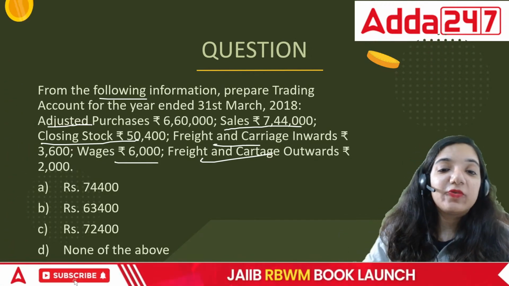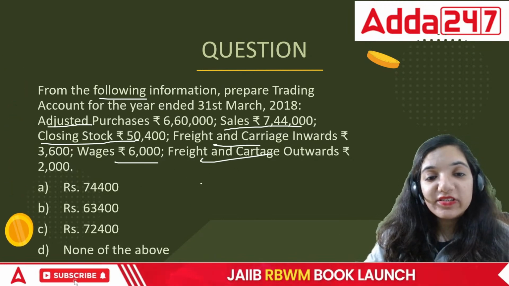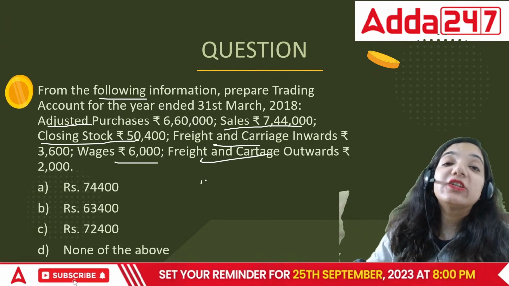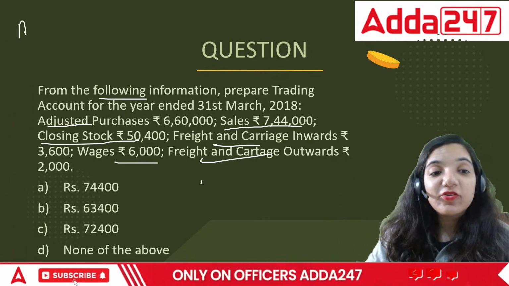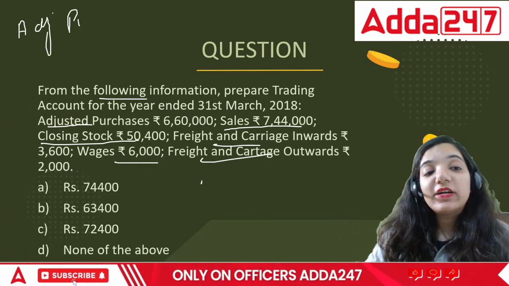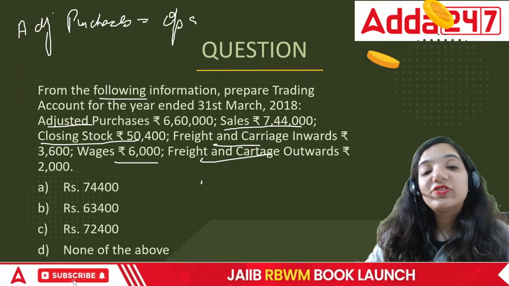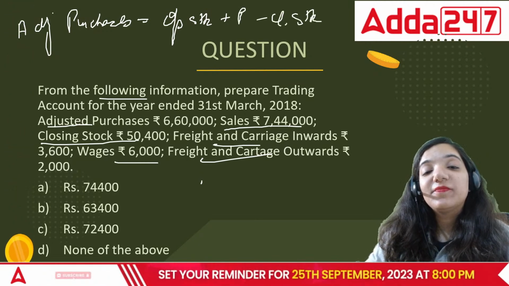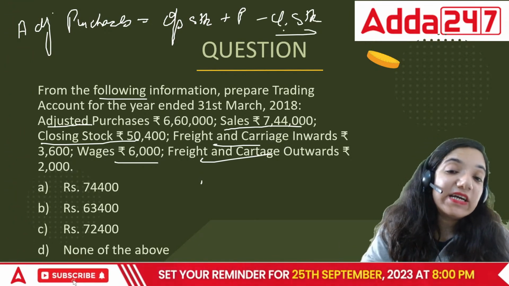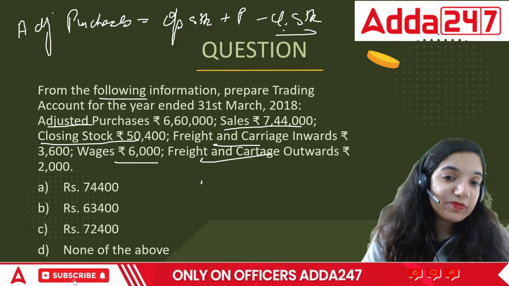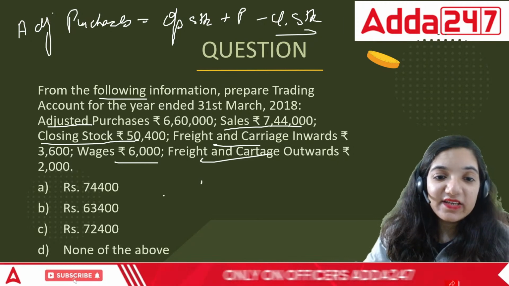Chali, let's look at the question there. We have got purchases worth rupees 6,06,000. Everyone, in the term adjusted purchases, what do we include? Do you know? The term adjusted purchases itself means our opening stock plus purchase minus closing stock. It is already adjusted. So the adjusted purchases of rupees 6,06,000 is there.